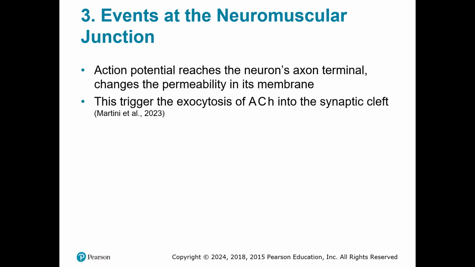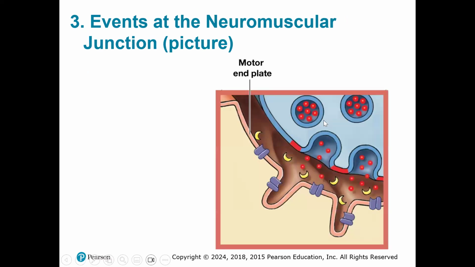Okay. So right here is the third event. When the action potential reaches the axon terminal, the permeability changes, and this triggers the exocytosis of the acetylcholine into the synaptic cleft. As you can see, the acetylcholine is coming out into the synaptic cleft. This is the third event.